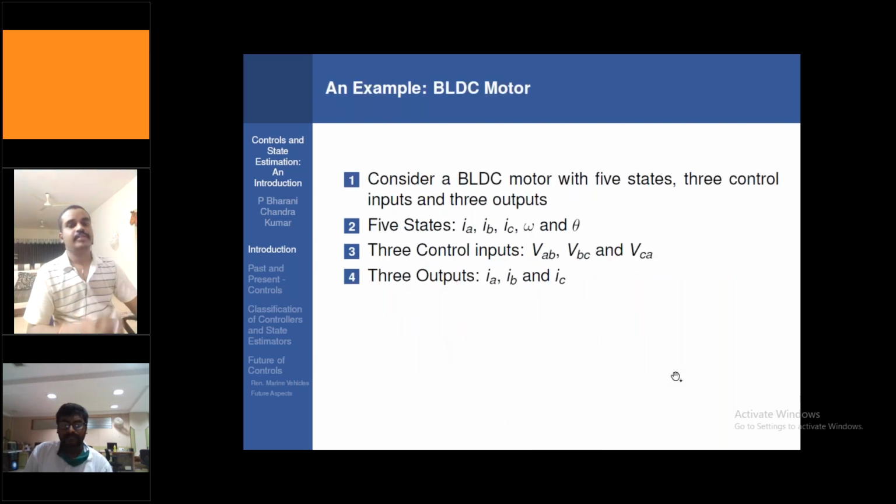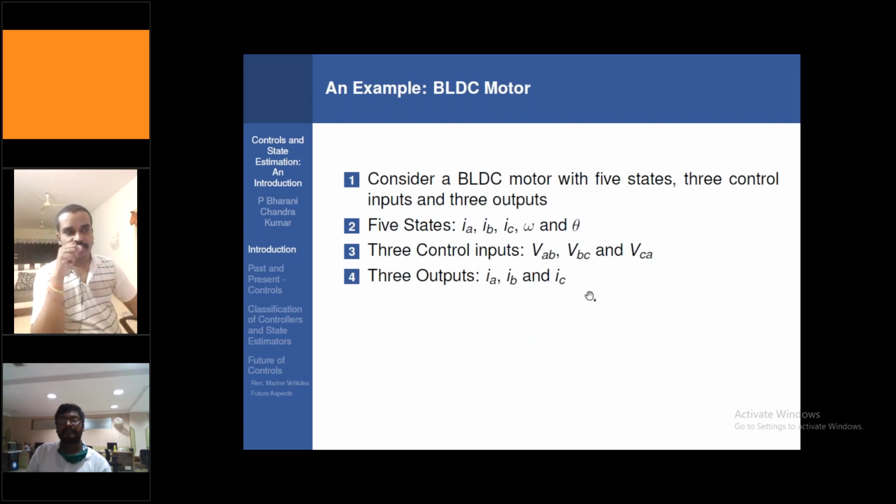For example, consider a brushless DC motor which has 5 states, 3 control inputs, and 3 outputs. The 5 states are IA, IB, IC, omega, and theta. The 3 control inputs are VAB, VBC, VCA. And the 3 outputs, the meaning here is that I have the sensors. So here you can see that I have only the reliable electrical sensors. The mechanical sensors omega and theta are not available, whatever be the reason. But my controller needs all 5 states, that means IA, IB, IC, omega, and theta.